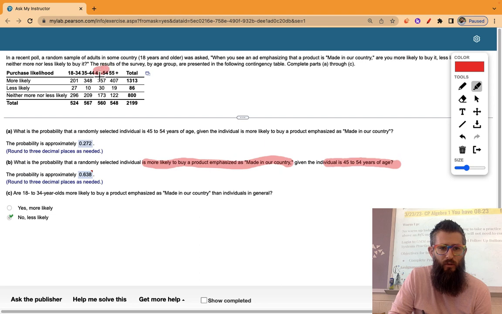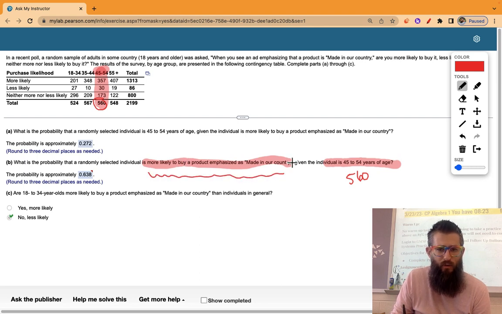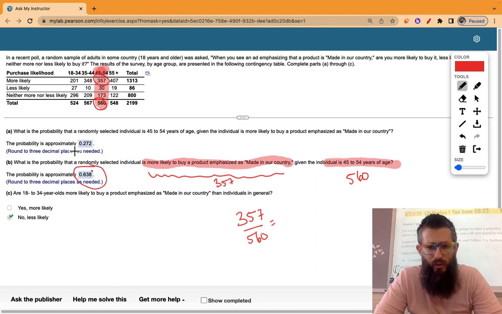So what we're actually going to be doing is looking at this column as our total number, our total value. So in this case, there are 560 individuals that are in this age category. So we have 560 individuals here. Now what we want to do is look to see what is the quantity of individuals that chose that they were more likely to buy if it was made in our country. In this situation right here, it's going to be 357. So the way that we set up this quotient is 357 over 560. If we take that quotient, it should give us something around 0.638.